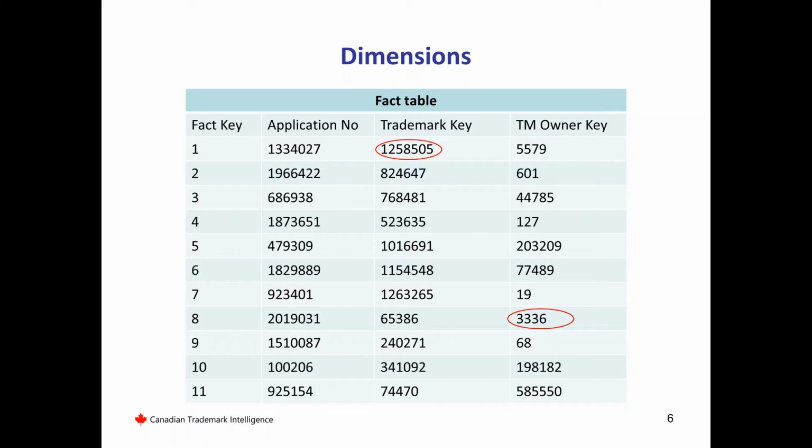Suppose that the trademark owner corresponding to that key value 3336 owns 15 different trademarks. In that case, there would be 15 rows in the fact table, one row for each of those 15 trademarks. In each of those 15 rows, the same value, 3336, would appear in the trademark owner key column, such that every one of those rows would point to one and only one entry in the trademark owner dimension table having the same 3336 key value.